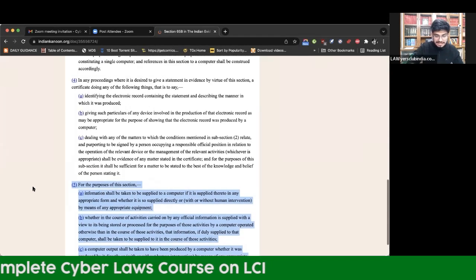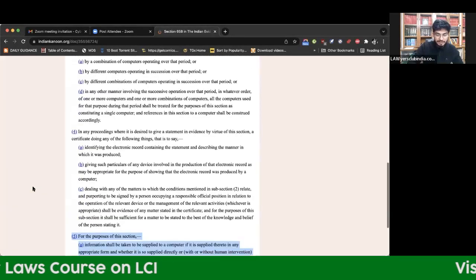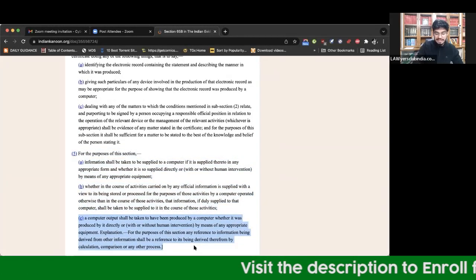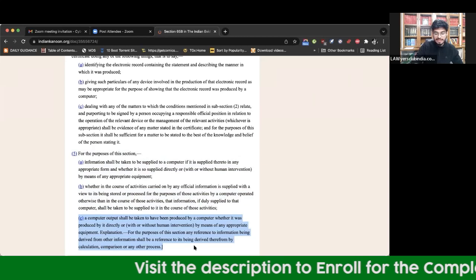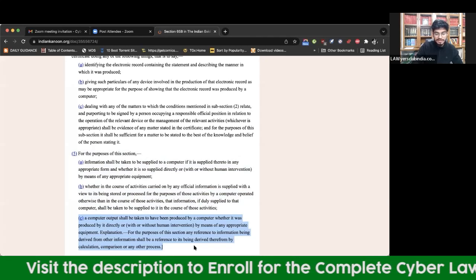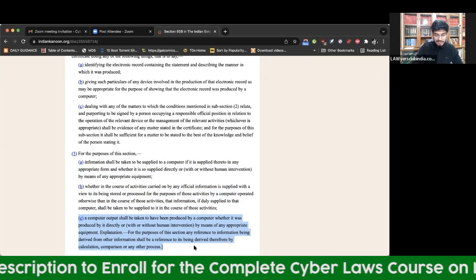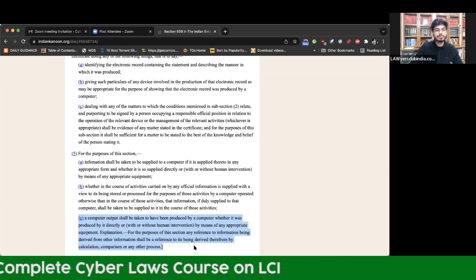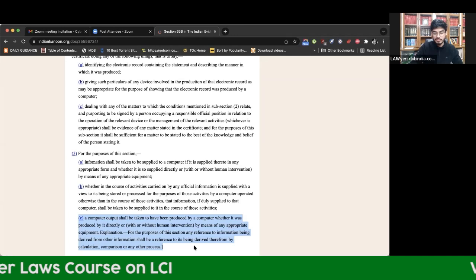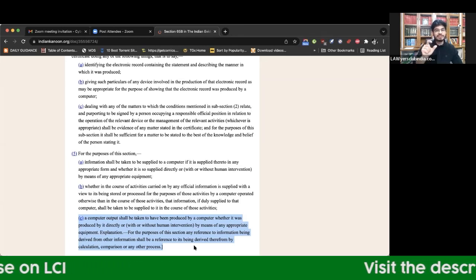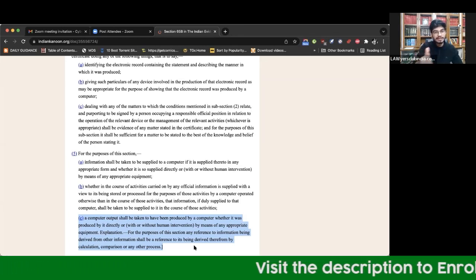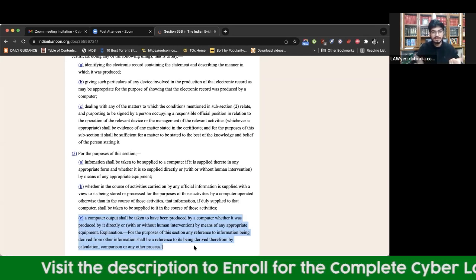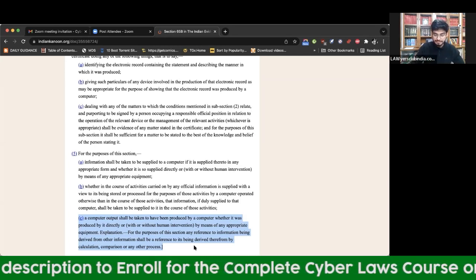Then in clause 5, subclause C, it again reiterates that a computer output shall be taken to have been produced by the computer, whether it was produced directly, with or without human intervention, by means of appropriate equipment. The equipment has to be appropriate. Human intervention will be immaterial if both the devices are working properly. But yes, there should not be any tampering.